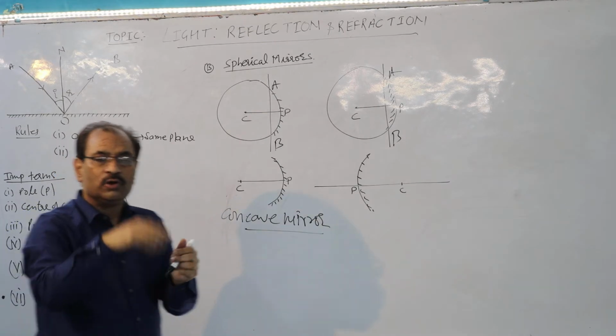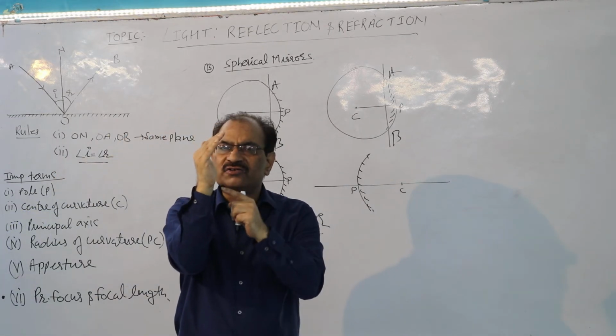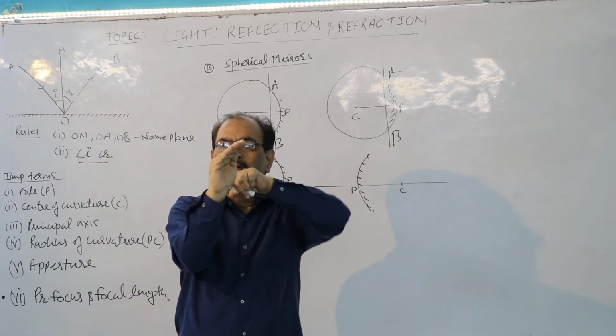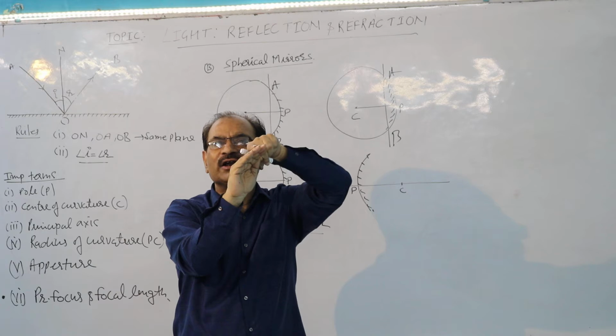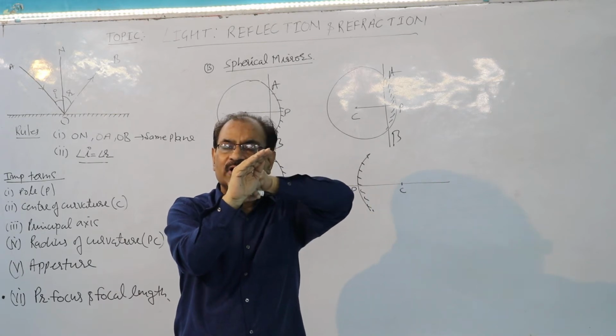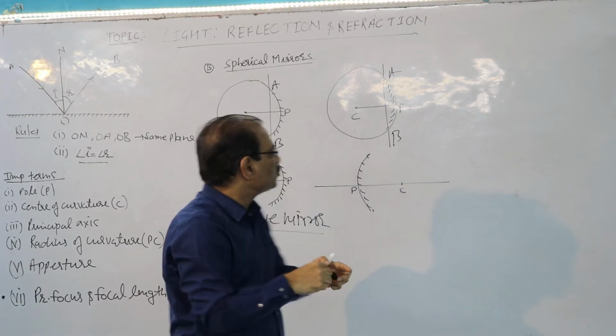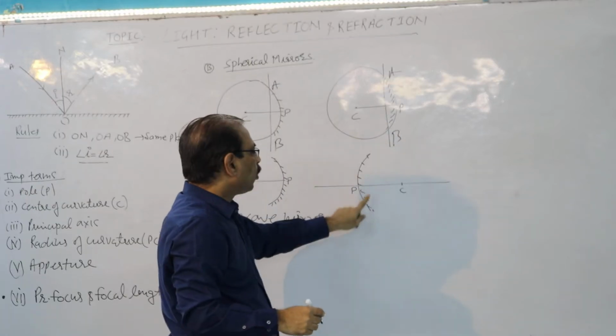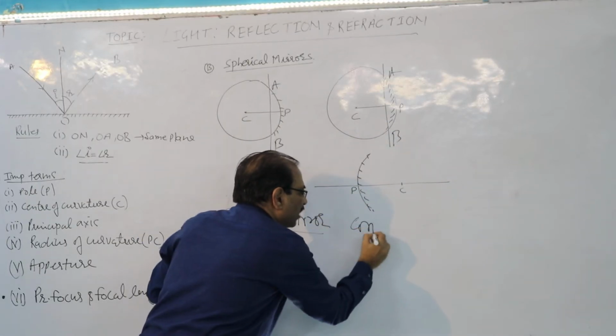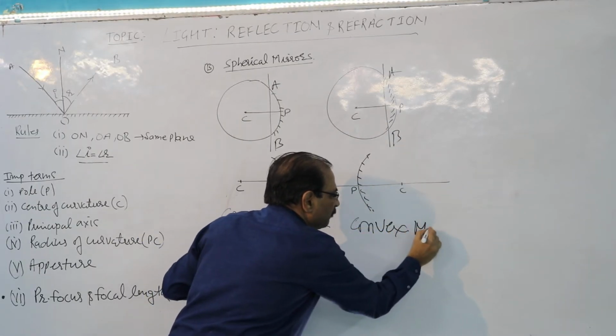Option number 2. If I polish my hand from this side, this will become a reflecting surface. This side, the elevated side, will become the reflecting surface. This is the case of this mirror called convex mirror. Convex mirror.